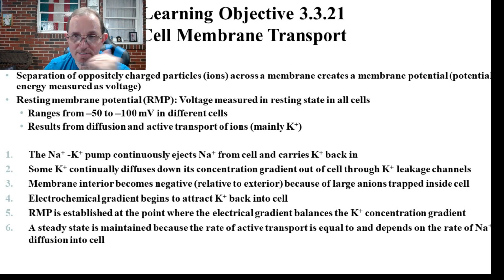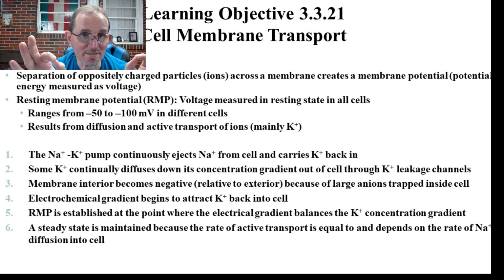Let's see, negative, we already talked about that. And there are some large anions in the cell, mostly proteins. And of course, since it's negative on the inside, that potassium that leaks out is going to want to come back in on its own because it's attracted to the negative. So the resting membrane potential takes into consideration the potassium that leaks out and the potassium that's attracted back in, plus the sodium-potassium pump. We come to a stable electrical voltage.